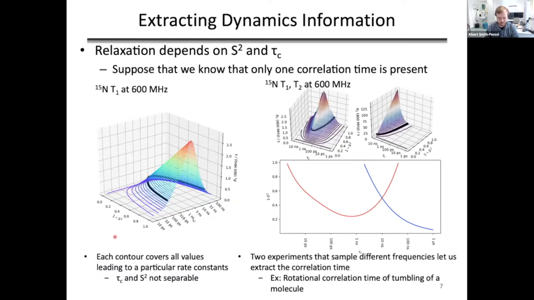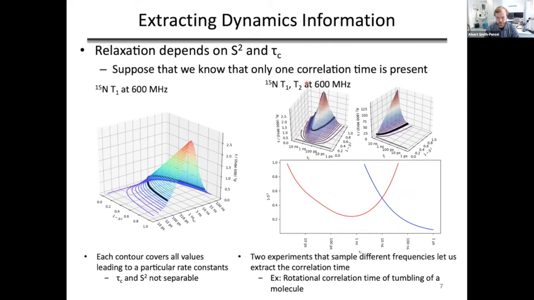So I could have a large amplitude motion where the correlation time is far away from where my experiment is most sensitive, or I could have a relatively small amplitude motion, but the correlation time is well matched to where my rate constant is most sensitive. But beyond that, I can't deconvolute these two parameters.